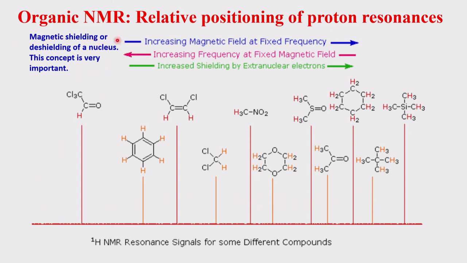So magnetic shielding or deshielding of a nucleus, this concept is very, very important. Because of that, you have different frequencies, even though the group is CH2, group is CH, group is CH3, group is another. So depending upon what they are attached to, this is what is most popularly seen.